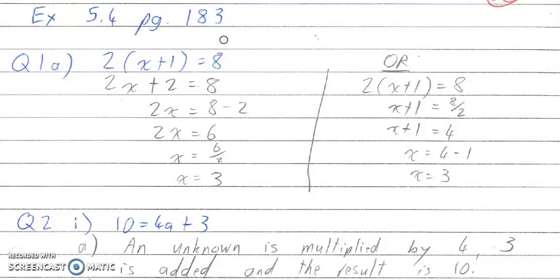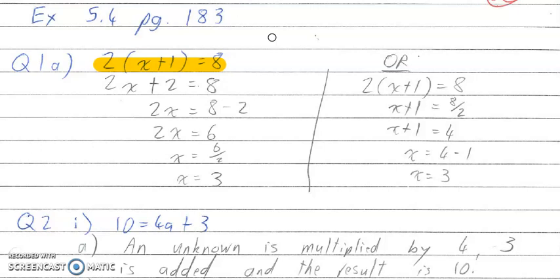Anyway, the first thing we're doing is exercise 5.4 on page 183. This exercise is asking us to solve algebraic equations. Question 1a says 2(x + 1) = 8. So what does that mean? Well, we have an unknown number, 1 is added to it, and then all of that is multiplied by 2, giving us a result of 8.